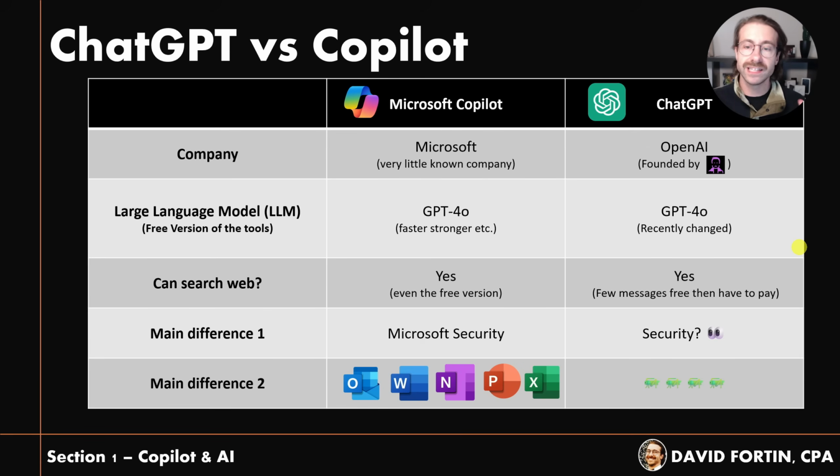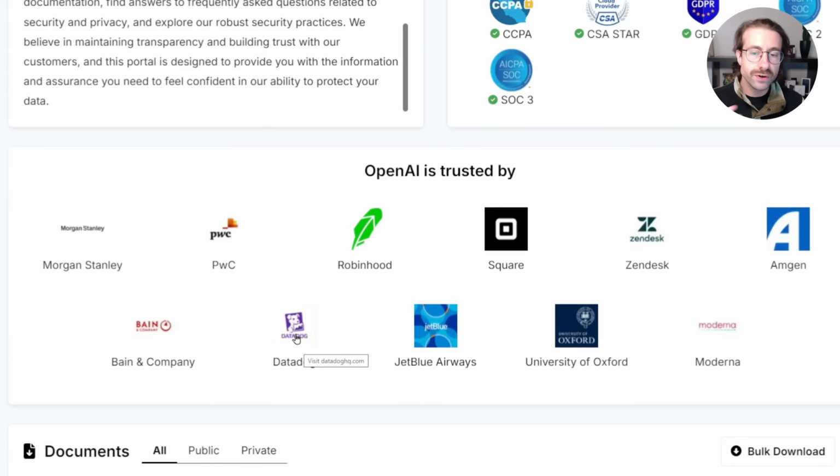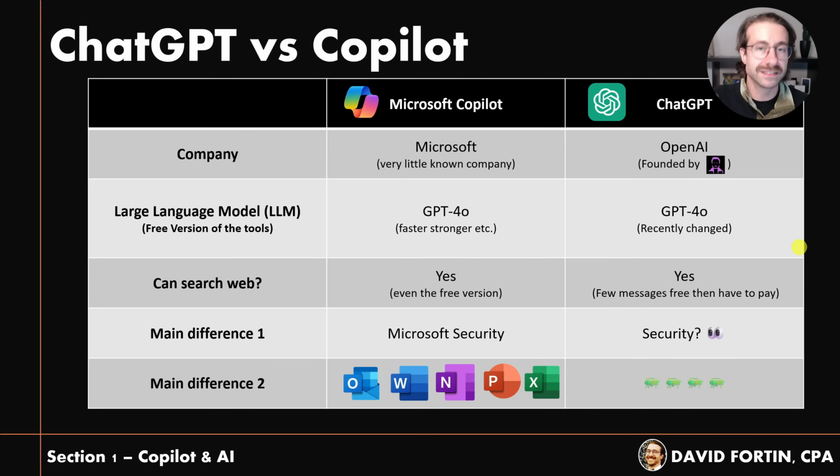We have Morgan Stanley, PwC, Moderna, Datadog, Square. A lot of big companies also trust ChatGPT, or OpenAI, I should say. So it doesn't mean that ChatGPT isn't secure. They have a huge security portal for customers on their website. I invite you to have a look at that and talk to your IT department before making a choice. But today we're talking about Microsoft Copilot, and the Microsoft security is actually the promise of Microsoft.